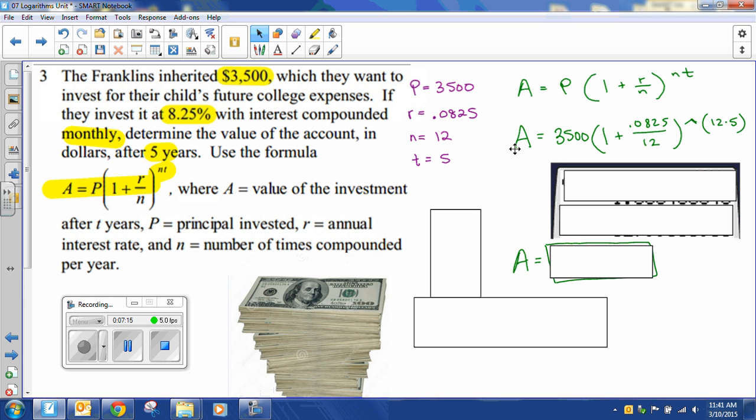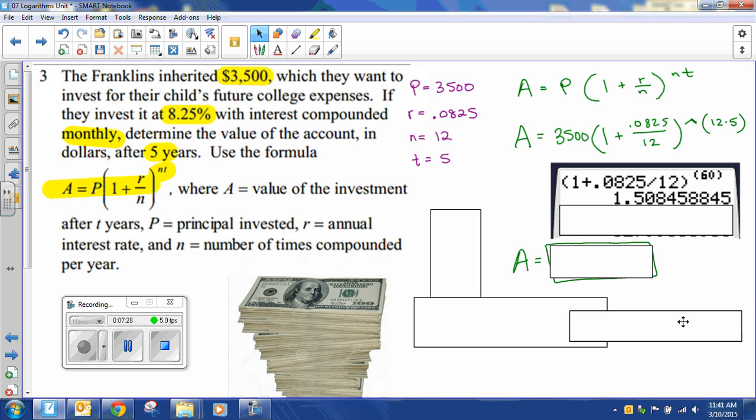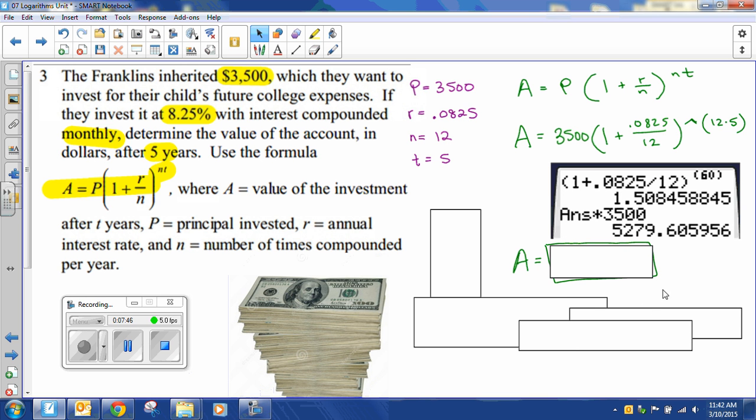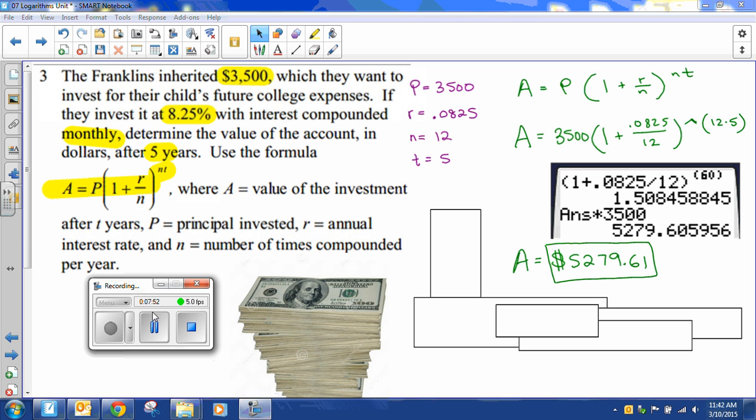So we carefully plug all these pieces into our formula. When I calculate this, I calculate a chunk at a time. I first calculate the parentheses, 1 plus 0.0825 divided by 12. I also raise it to a power of 60. I went ahead and did 5 times 12 in my head to get 60. And I end up with 1.5 and some change here. Multiply it by 3,500, and my answer is $5,279.61. Okay, that is today's lesson.